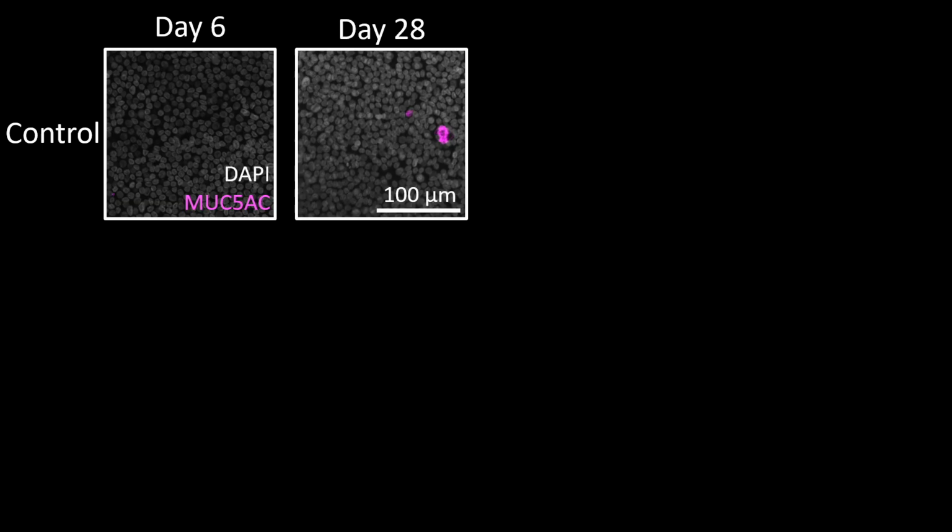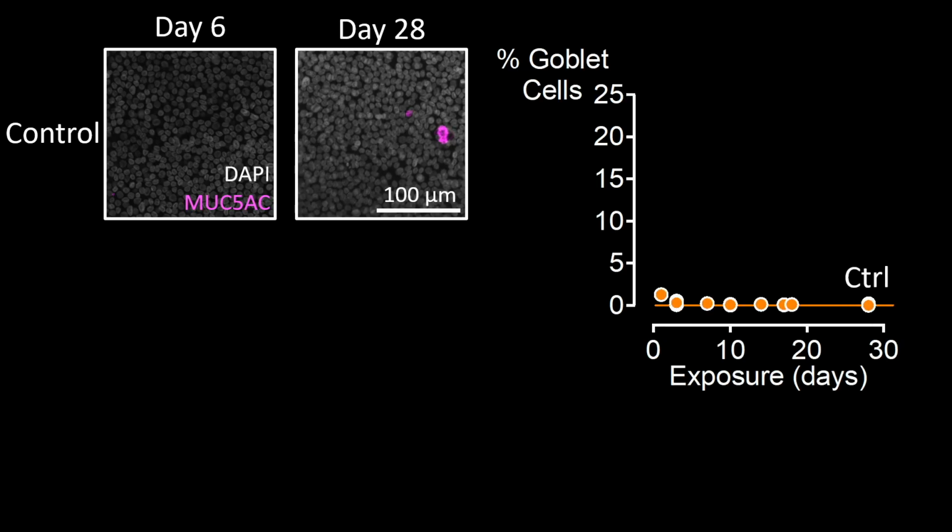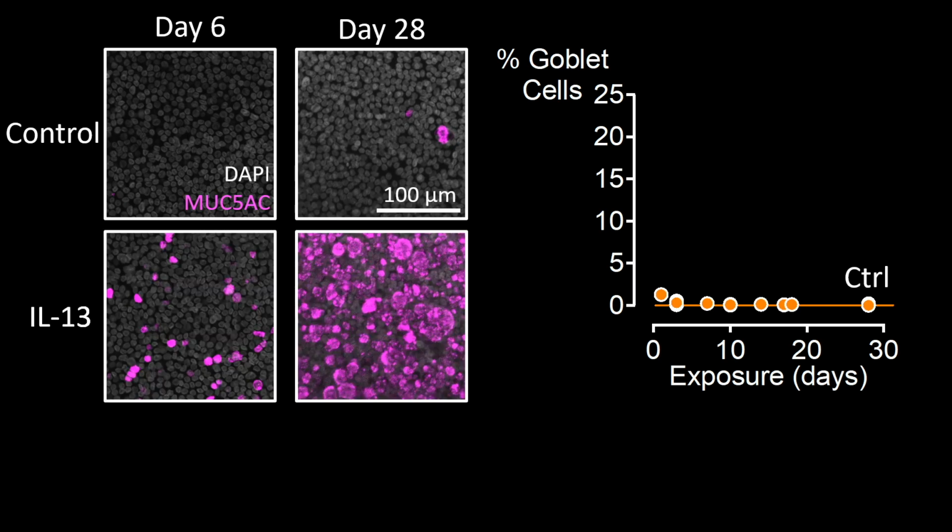So here I'm showing you low power images top down of human airway epithelial cells cultured at the air liquid interface and goblet cells stained with MUC5AC. And you can see really not many goblet cells present under these conditions. We quantified this. So here on the y-axis, I'm showing you percent of goblet cells in the airway epithelial culture over time with IL-13 exposure. And you can see very few MUC5AC positive cells. With IL-13, as is previously reported in lots of publications, increased number of MUC5AC positive goblet cells, even as early as 6 days after IL-13 exposure, and that's quantified here.